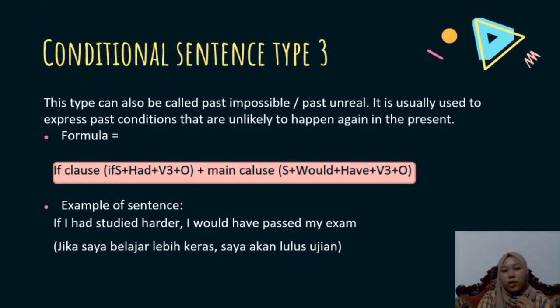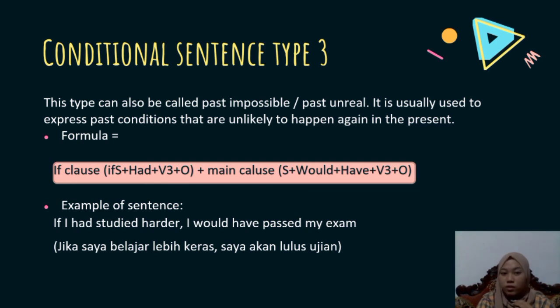Okay, the last is conditional sentence type 3. This type can also be called past impossible or past unreal, usually used to express conditions in the past that may not happen again in the present. And this type is often used to criticize or regret, and the tense used in the if clause is the past perfect tense. This is the formula of conditional sentence type 3.